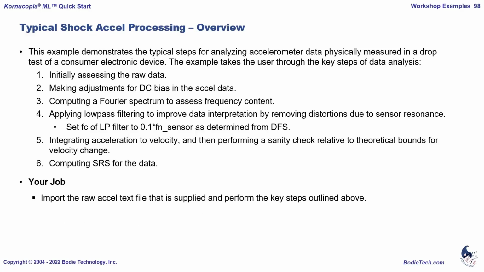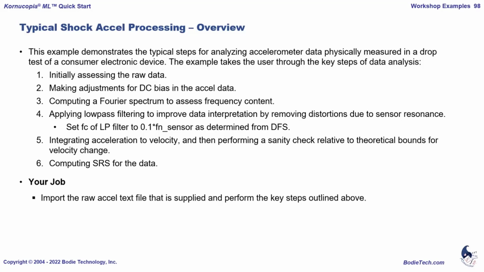So the first workshop we're going to do is an example where we're going to take accelerometer data, and it's coming from a physical test for drop of a consumer electronic device. And we're going to take the 3 channels of acceleration data that's in this file. We'll read it in, initially assess it, then we'll do these various steps. We're going to make an adjustment to remove the nominal DC bias. It's always in a physical measurement.